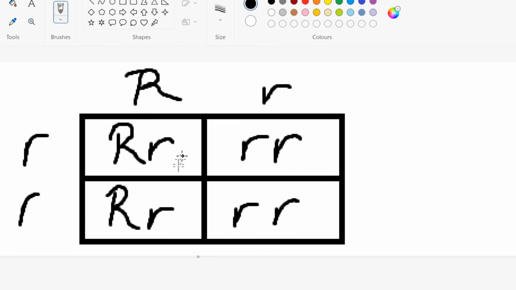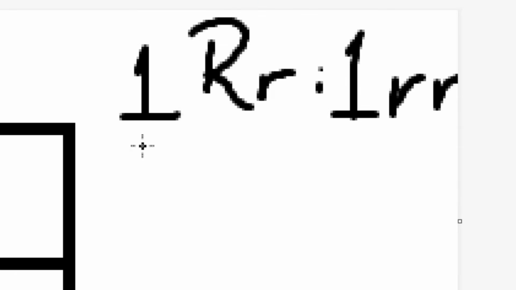And the genotypic ratio is going to be, so there's 2 heterozygous and 2 homozygous recessive. So it's going to be 1 capital R lowercase r to 1 lowercase r lowercase r. And the phenotypic ratio is going to be 1 round to 1 wrinkled.